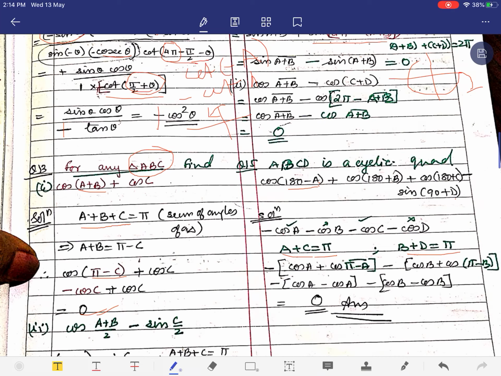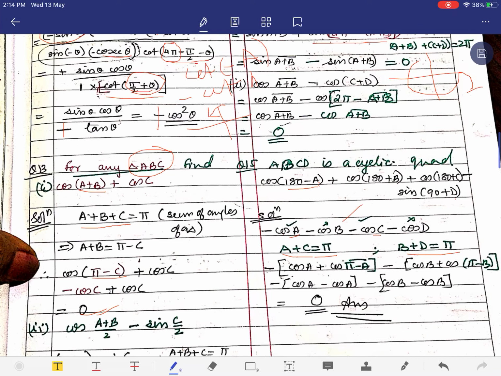Now, as we did in the previous question where we had 4 different angles, you try to analyze the relation between the angles. Here we have A and C, the 2 angles are related as supplementary, and B and D are also connected. So, using this property, we get the value of this also as 0. So, this is how we take up the questions based on allied angles.